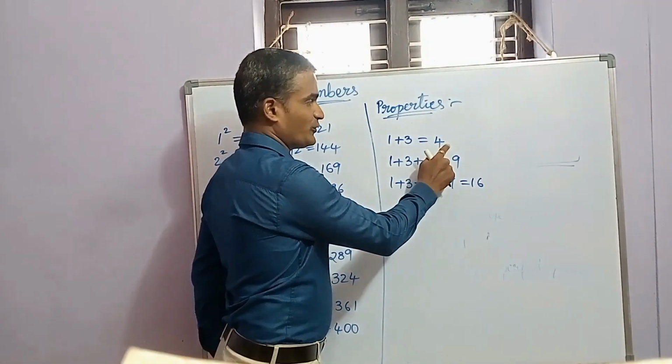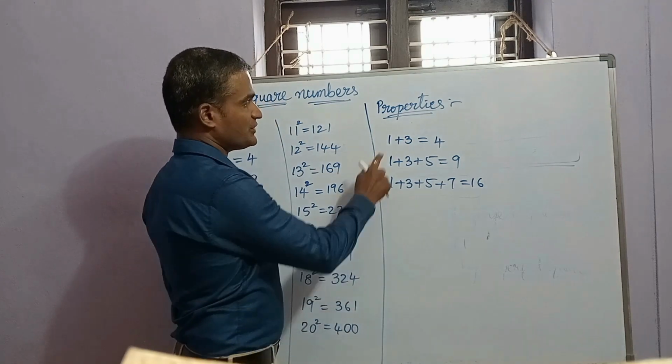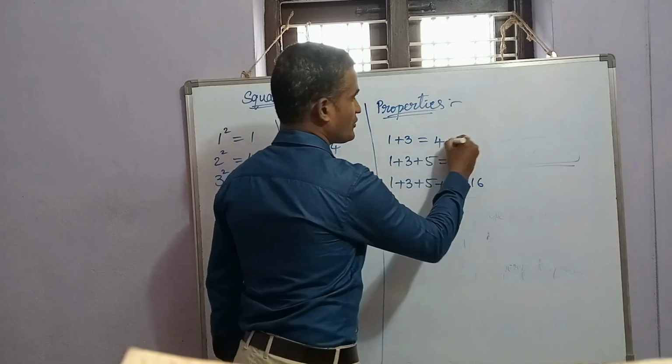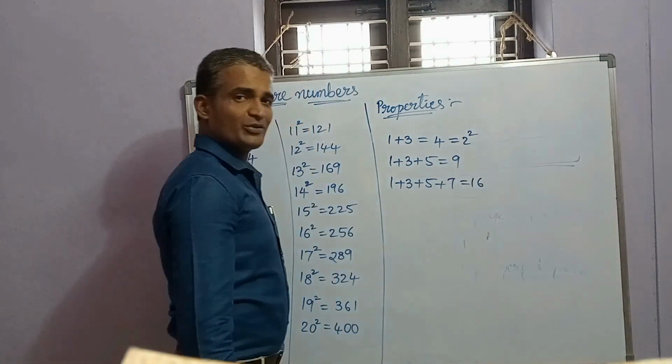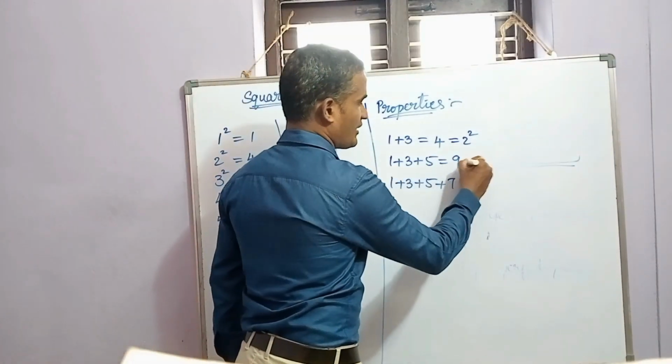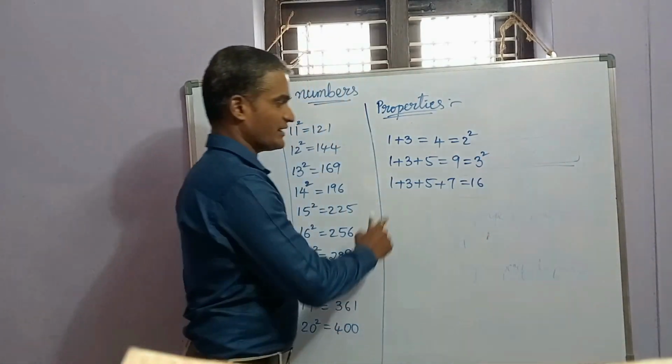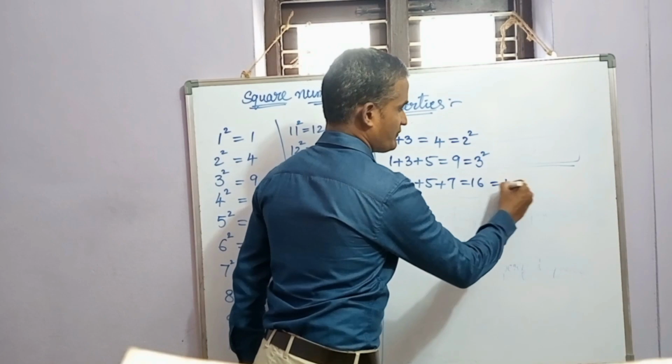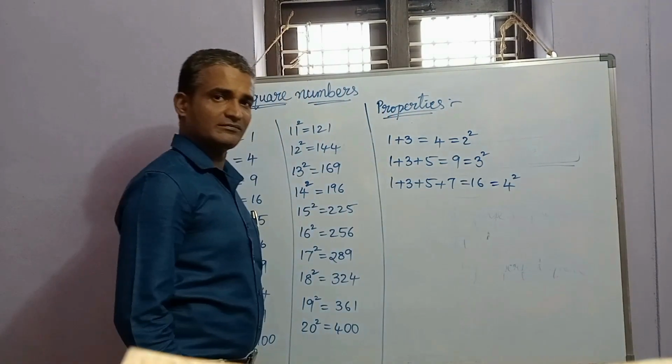1 plus 3 is 4. But you can observe here, you are adding two odd numbers, so you got the answer as 2 square. Here you are adding 3 odd numbers, so your answer is 3 square. Here 4 odd numbers you added, 4 square will be your answer.